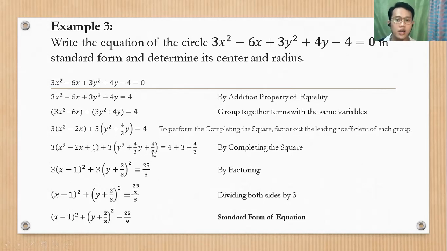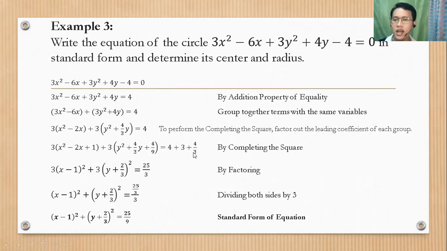Since this is an equation, if you are adding something to the left portion, you need to add that also to the right portion to make it equal. So we also add 3. Why did we add 3? We need to take note that we have a constant number 3 here. So when you complete the square, on the right part it's 3 times 1, which is 3, and then 3 times 4 over 9, that is 4 over 3.